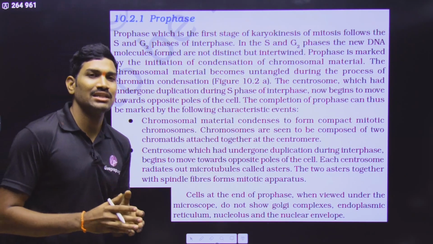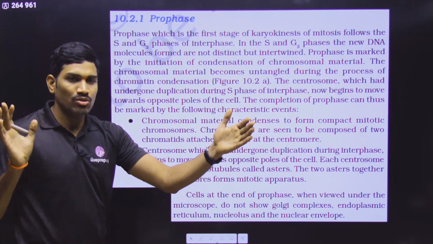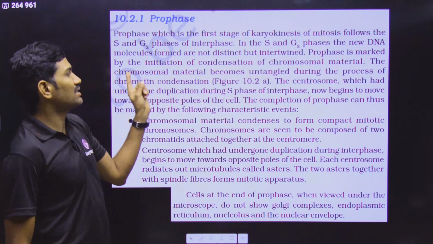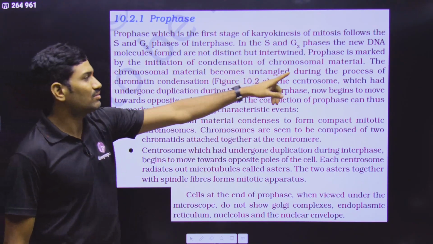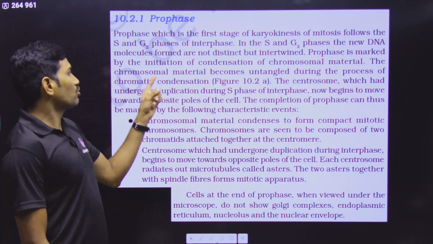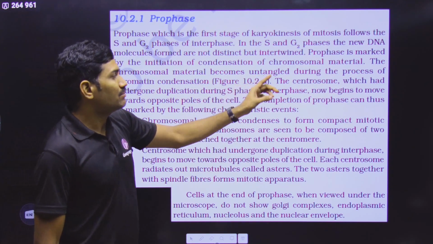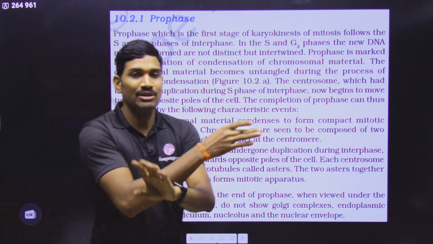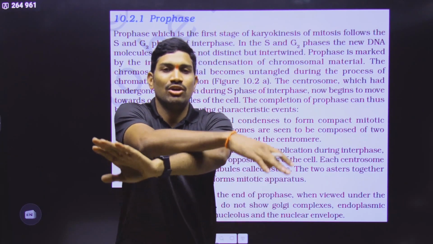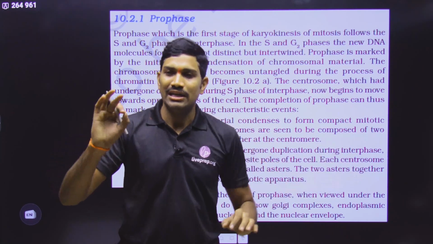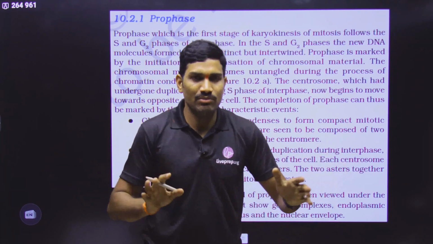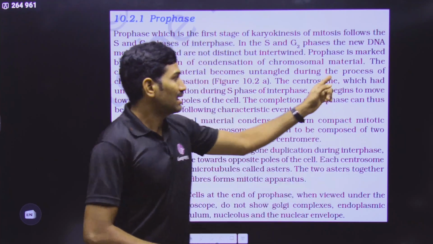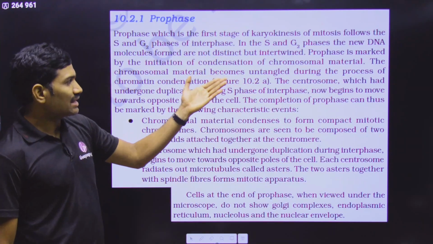Next one, prophase is marked by initiation of condensation of chromosomal material. How we can understand that prophase is started? Once chromosomal condensation begins, we can understand that prophase is started. This is the important point. Next one, the chromosomal material becomes untangled. Untangled means what? Till now they are coiled like this. Now they get separated from each other. Each chromosome is getting separated from each other. So now you can see them clearly under microscope. That's what they are trying to tell us.